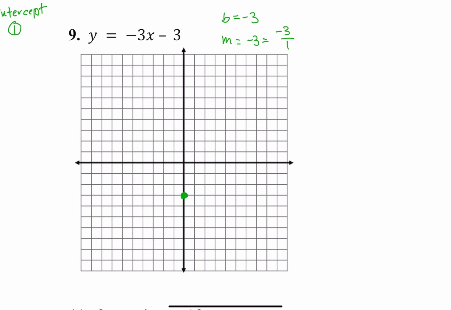So I'm going to choose to put it up at the top. So I'm going to go down 3, and I'm going to go over 1, and I'm going to have a second point right there. Draw a line between those, and I have my line for the equation given above.